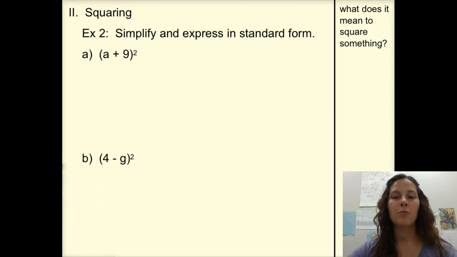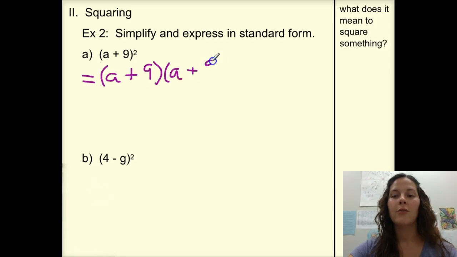Our next type of special product is squaring binomials. So if you notice off in the right-hand column, I have a note for you to think about, what does it mean to square something? Because there's an error that students tend to make on this one when they forget what it means to square. And what it means is to multiply something by itself. So what I want you to do is write this out the long way. If you do not write this out the long way, you will make a mistake. Lots and lots of students make mistakes on this one. And I'll show you the mistake in the error analysis on the next page.